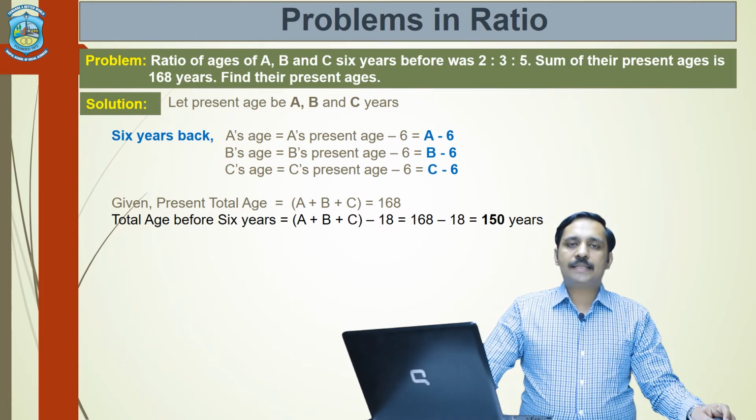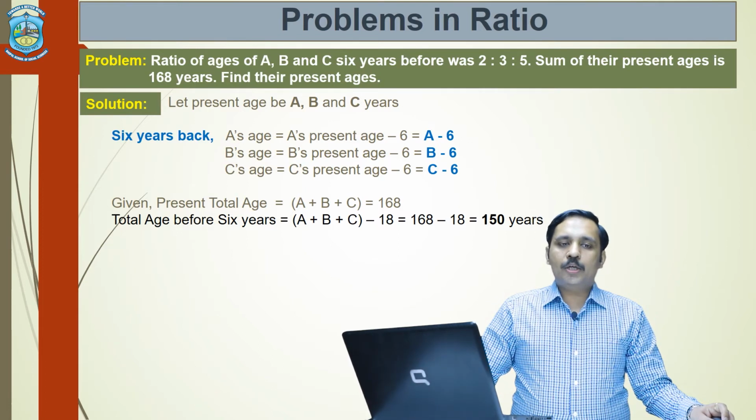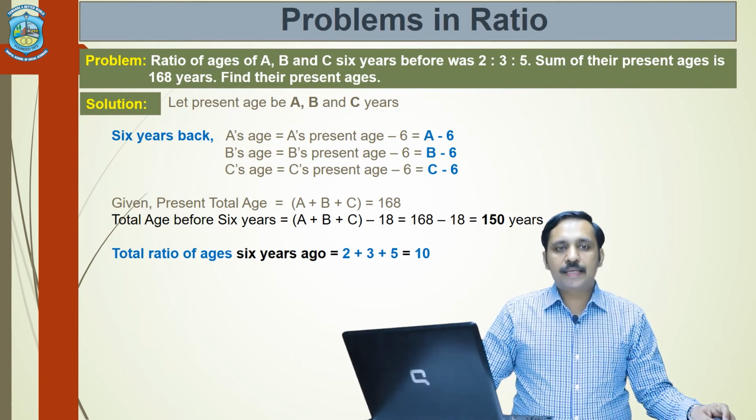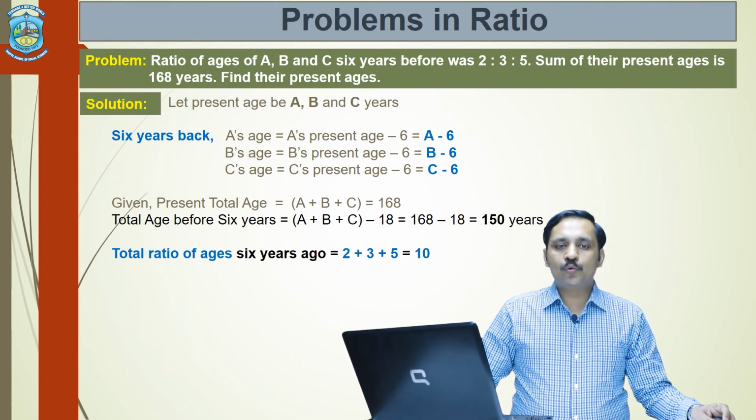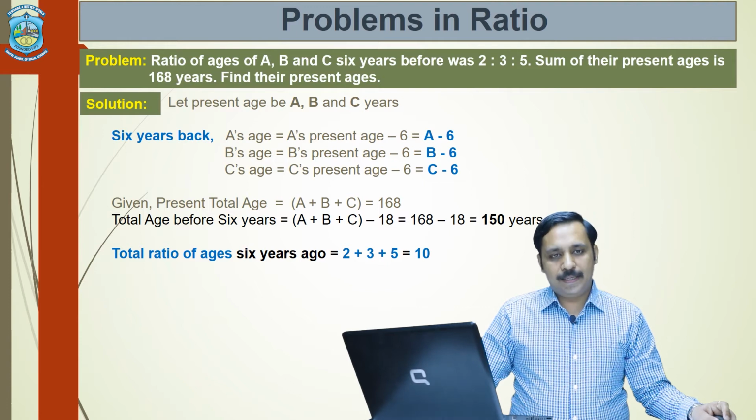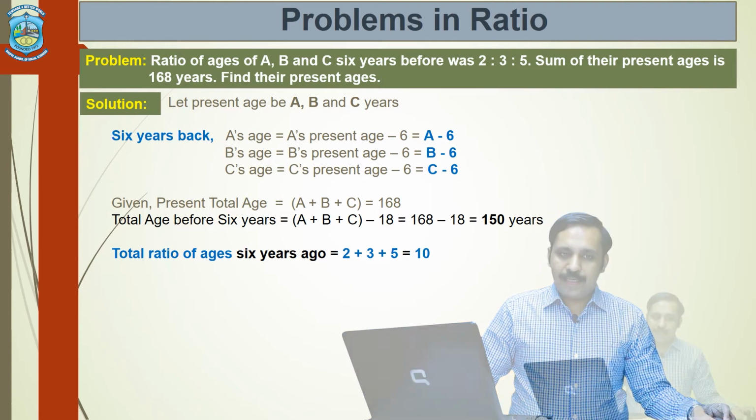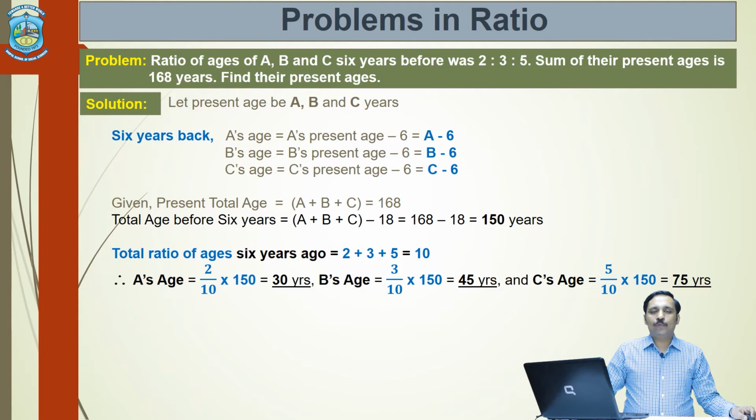That means our answer is 150 years. Here the total ratio of ages 6 years ago was 2 plus 3 plus 5, that is 10. Therefore A's age was 2 upon 10 into 150, that is 30 years. B's age was 3 upon 10 into 150, that is 45 years, and C's age was 5 upon 10 into 150, that is 75 years.